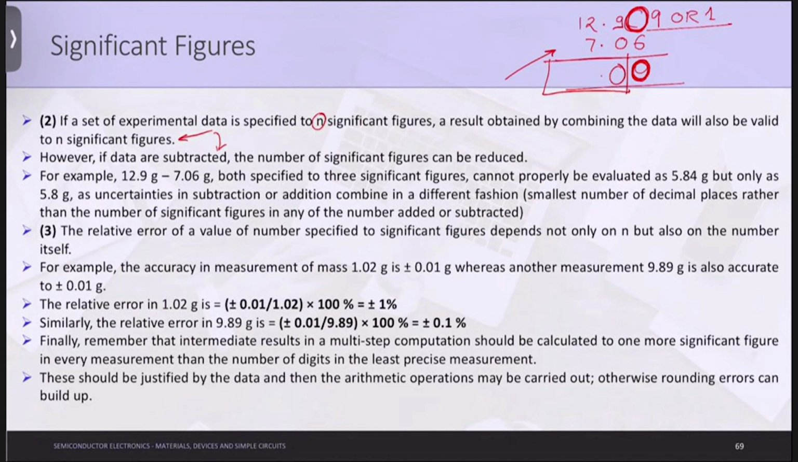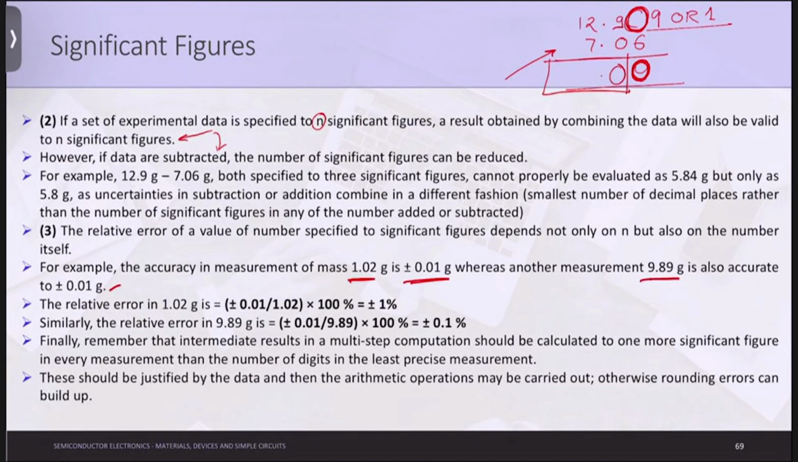Moving on to the third rule: the relative error of a value of a number specified to n significant figures depends not only on n but also on the number itself. An example is given here, and you will understand much more clearly using it. The accuracy in measurement of mass is this. So this is the base value and this is a tolerance value given to you. Whereas another measurement, 9.89 gram, is also accurate to plus minus 0.01 grams.